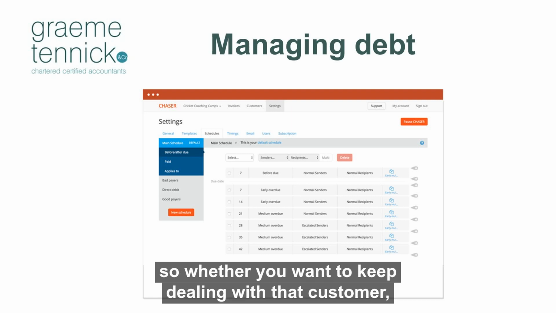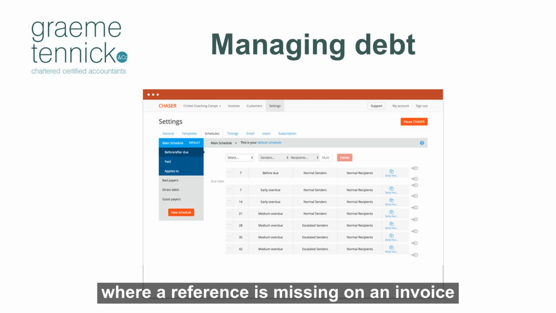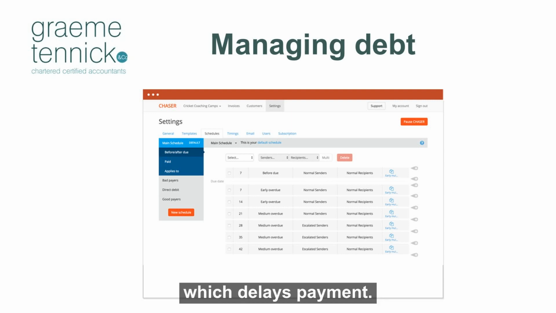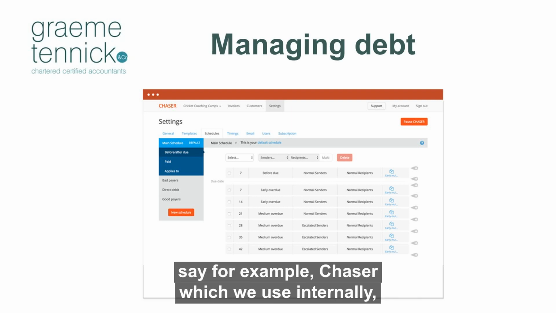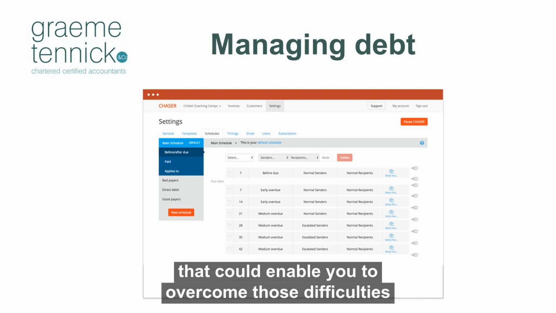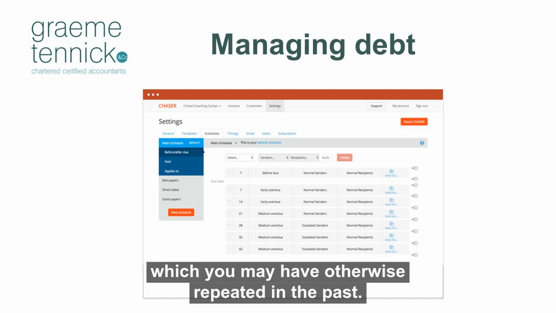Now, you could also further plan ahead when you next deal with that troublesome customer as to whether you want to keep dealing with that customer or how best you overcome things, because sometimes it might be a case of references missing on an invoice which delays payment. But all of a sudden there, by having a bit of software such as, for example, Chaser, which we use internally, that could enable you to overcome those difficulties and help ensure that you don't repeat mistakes which you may have otherwise repeated in the past.